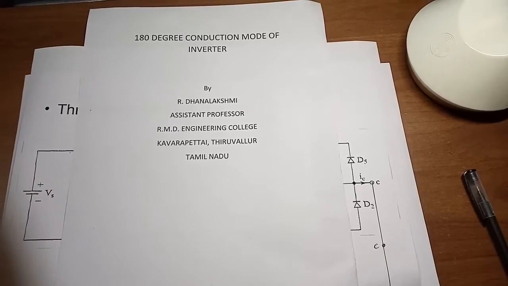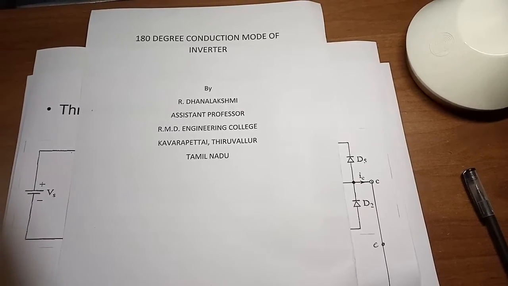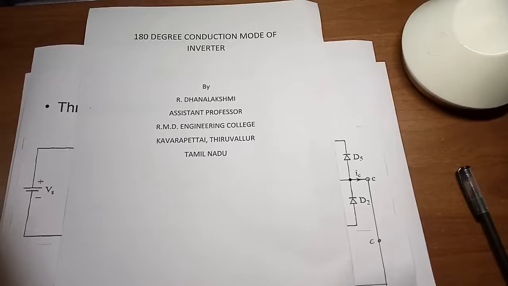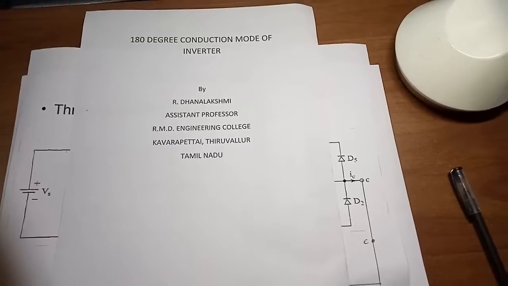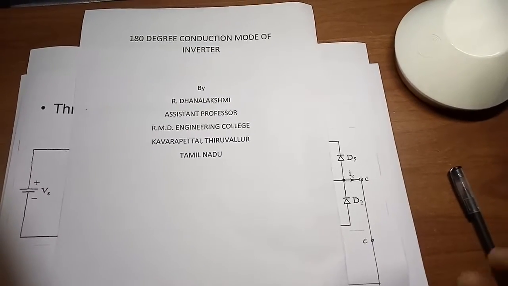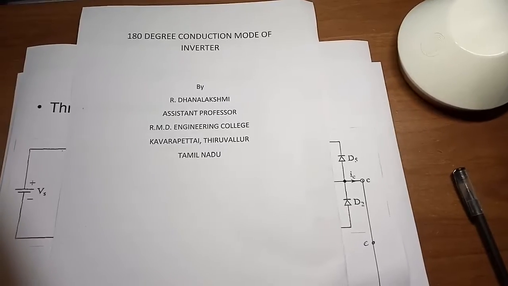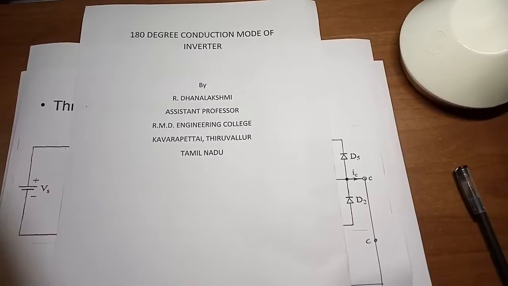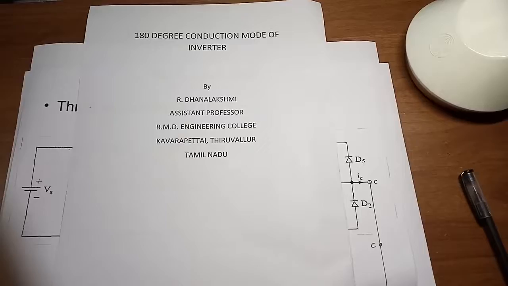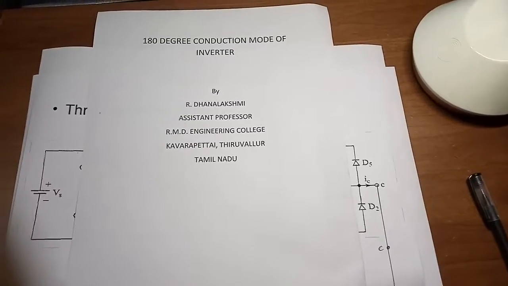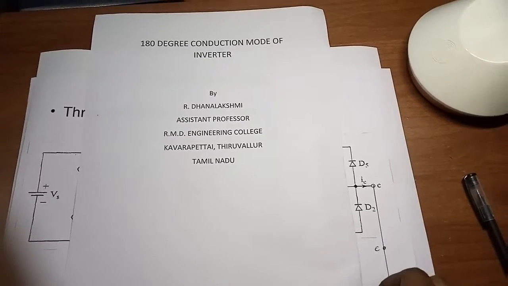Let us discuss now about the 180-degree conduction mode of inverter. We know already about the inverter, which converts DC to AC, and PWM inverters work in two different modes, 180-degree conduction mode and 120-degree conduction mode. Now let us discuss the 180-degree conduction mode of inverter.